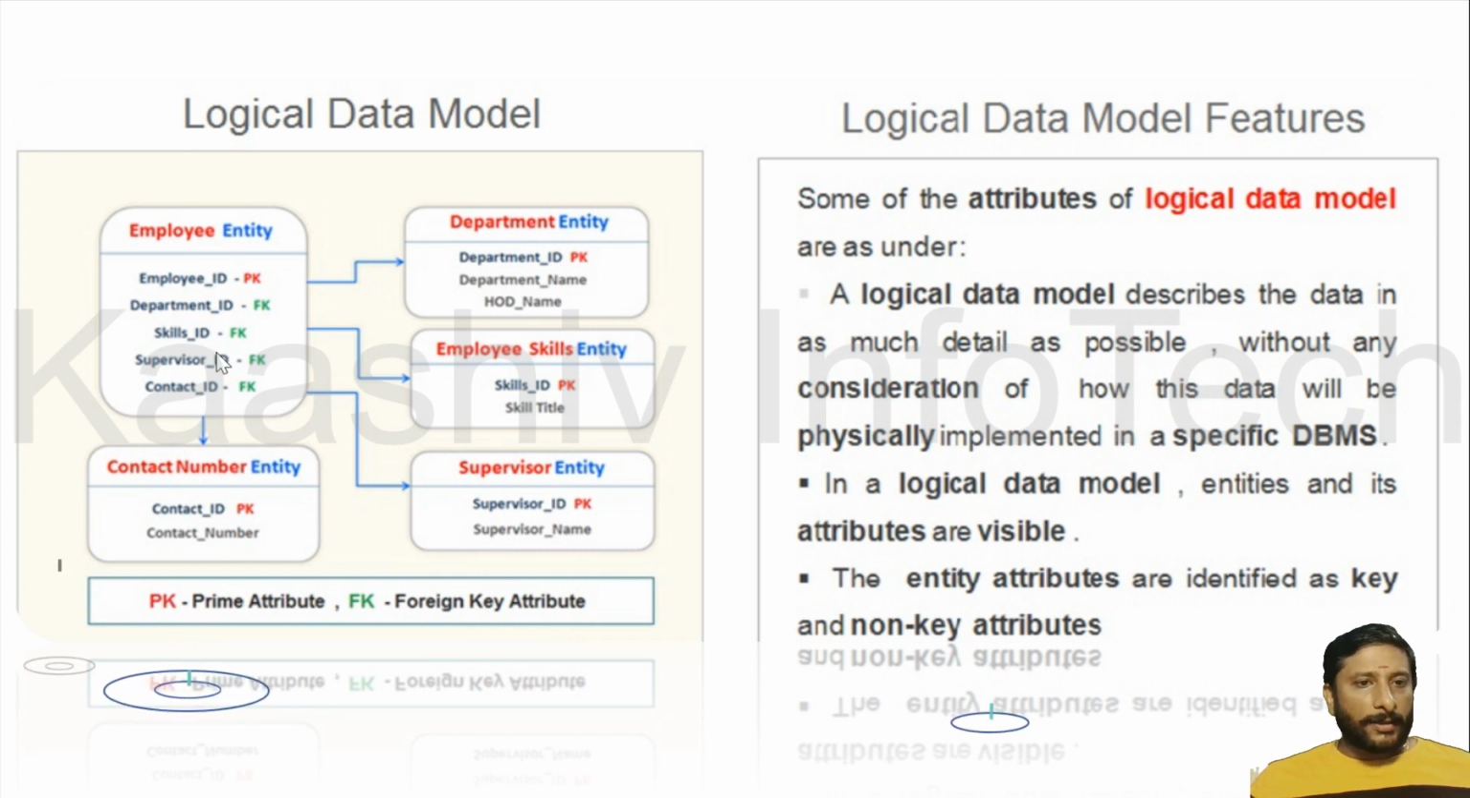Under the area, what are the fields I want? You need ID, employee ID, department ID, skill ID, supervisor ID, contact ID. So this department ID is referred here. This skill ID is referred here. This supervisor is referred here. This contact ID is referred here. So these are called foreign keys, and the main ID is called the primary key. The primary key of one table is referred to in another table as a foreign key. And this is called the logical data model.